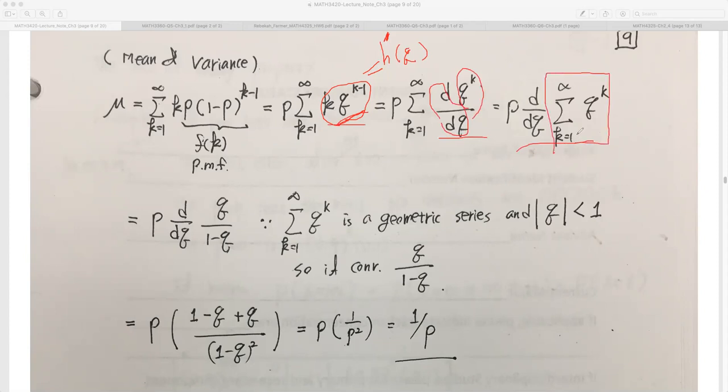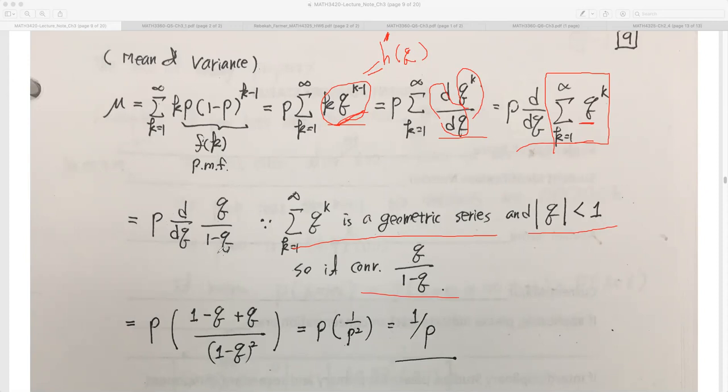Now, what is this? A geometric series, because Q is less than 1. Q represents the probability of failure. Probability must be less than or equal to 1, right? But obviously Q must be less than 1. So since Q is less than 1, that geometric series must converge. This is a geometric series, and since the absolute value of Q is less than 1, it converges to Q over 1 minus Q. But if you don't get it here, please go back to the series in Calculus 2. So now we got P times the derivative of Q over 1 minus Q.